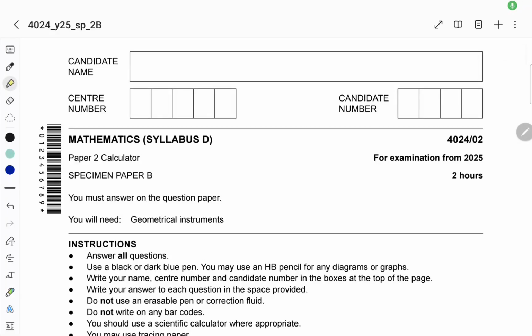Hello everyone. Today we are going to do Specimen Paper B Maths Paper 2 with calculator. So I've already uploaded Paper B for Paper 1 which was without calculator. You can check on my YouTube channel that the other paper Specimen Paper A is already there for Paper 1 and Paper 2 both. So let's begin the paper.